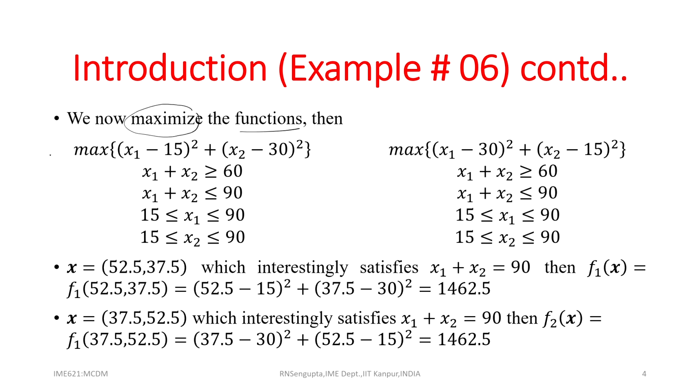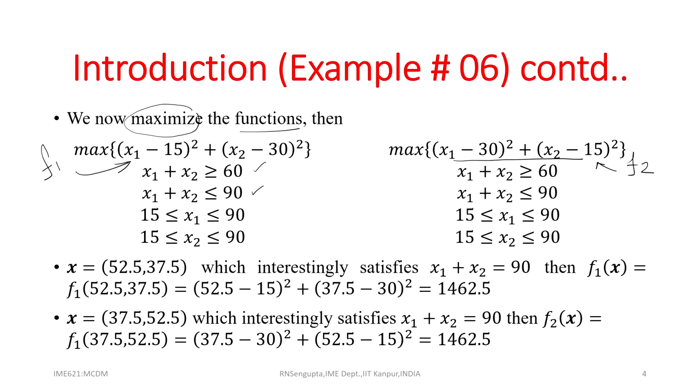What are the functions? f1 is this, which we already know, and f2 is this. The only difference is that the center points for f1 and f2 are interchanged. The constraints are exactly the same: x1 plus x2 is greater than or equal to 60, x1 plus x2 is less than or equal to 90, x1 is between 15 and 90, and x2 is also between 15 and 90.